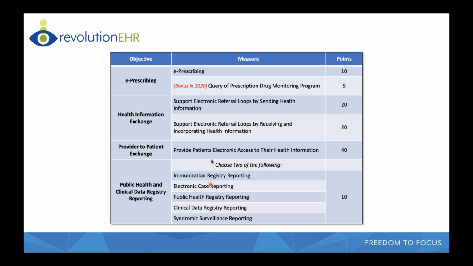Now we're going to talk about each of these things tonight with the exception of this bonus option here, Query of Prescription Drug Monitoring Program. The reason we're not going to discuss that one much is, number one, it's optional. Number two, I'm not certain how many people that will apply to. The intent here is that anytime a clinician prescribes a Schedule II medication, then they will dive into their state's prescription drug monitoring program and check that patient's opioid prescribing history.